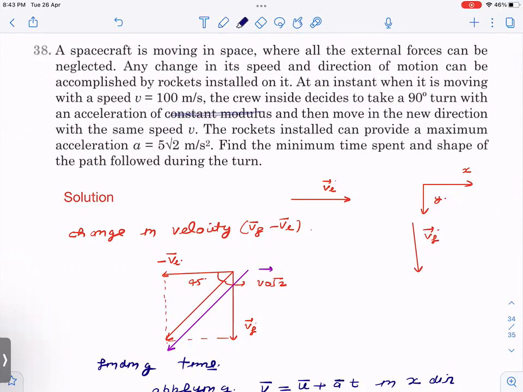So let us mark here the important point. So this is constant modulus, and then move in a new direction with the same speed v, right? So you see that it is the same speed, same question, same condition. The rocket installed can provide a maximum acceleration of 5√2. So you see that it is the same concept. Find the minimum time spent in the turn and the shape of the path it follows during the turn. So you know that the shape will be parabolic.